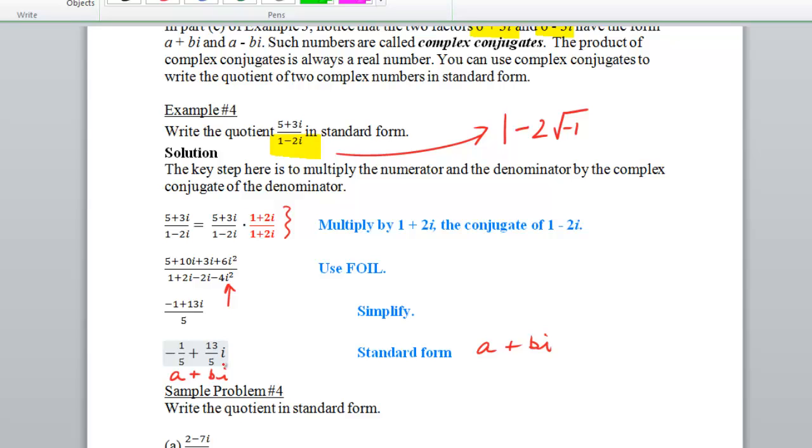So what I'd like you to do now is, sample problem number 4 has a part A and B. See if you can use the complex conjugates to offset or eliminate the i from the denominator, and then write your final answer in standard form.